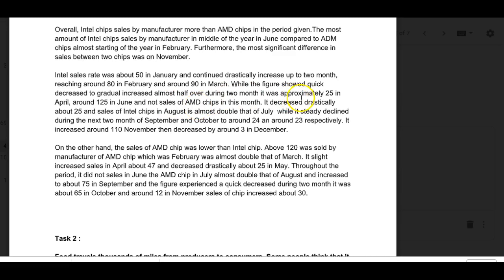It decreased drastically to about 25, and sales of Intel chips in August almost doubled that of July, while they steadily declined during the next 2 months, of September and October, to around 24 and around 23, respectively. They, because it's sales, plural, increased to around 110 in November, then decreased by around 3 in December. Okay, this is exactly what I was afraid of.